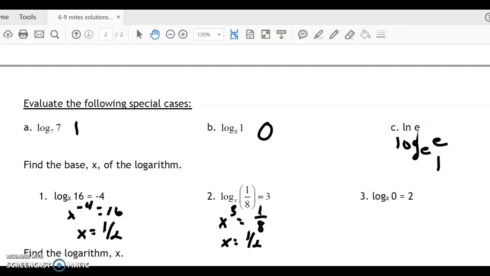Number 3, x to the 2nd equals 0. That is not possible, so we would say that this has no solution. Or we could say x is undefined.